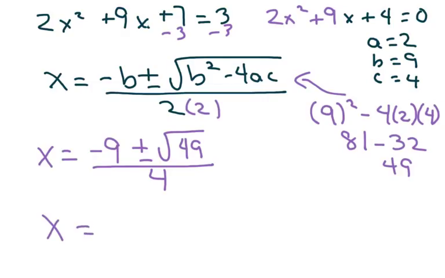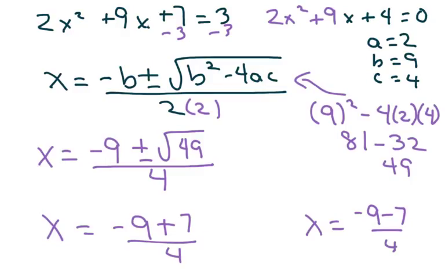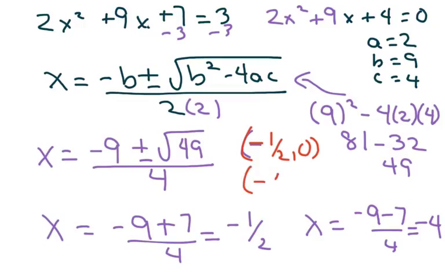So break it down, and we've got negative 9 plus 7 over 4, and x equals negative 9 minus 7 over 4. This is going to give me negative 1/2, and this is going to give me negative 16 over 4 is negative 4. So my solutions are, let me write this in a different color, negative 1/2, comma 0, and negative 4, comma 0. Now, I know when you do the quadratic formula, it's going to go a little slow, but you need to be able to do these very quickly because you'll be using the quadratic formula very, very many times.